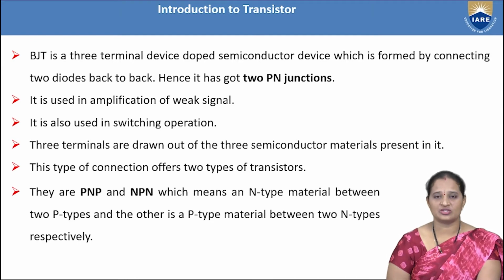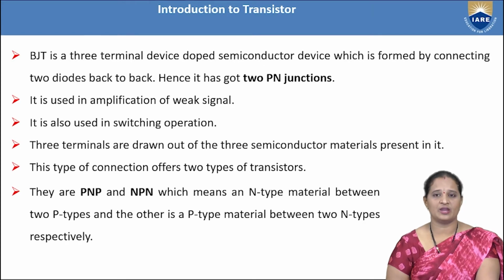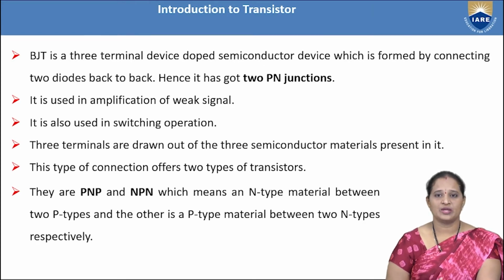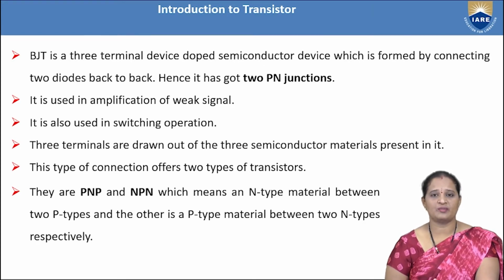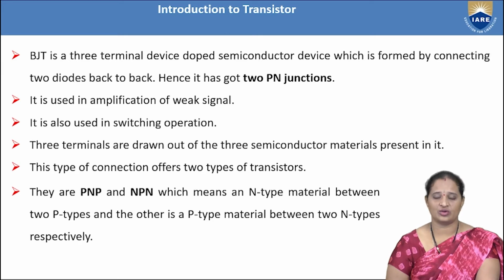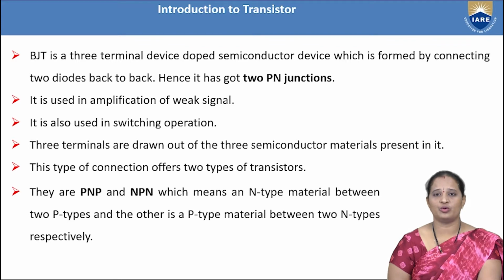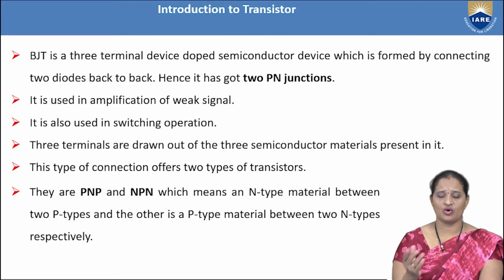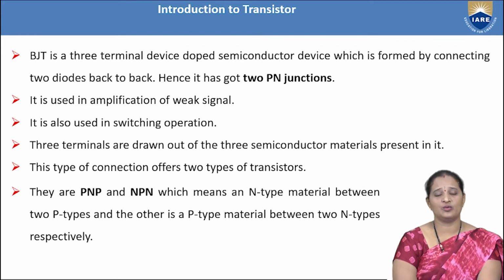So, based on the construction of transistor, the transistors are classified into two types, NPN and PNP transistor. The NPN transistor is formed by placing a P-type semiconducting material between two N-type semiconducting materials. As we all know, we have two types of semiconductors, extrinsic and intrinsic semiconductor.